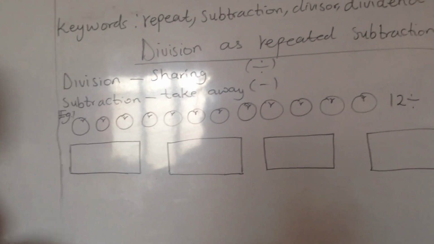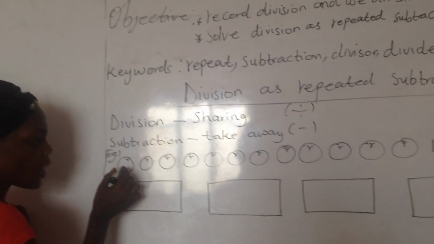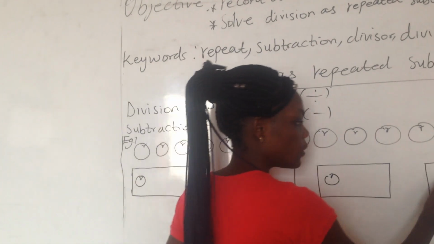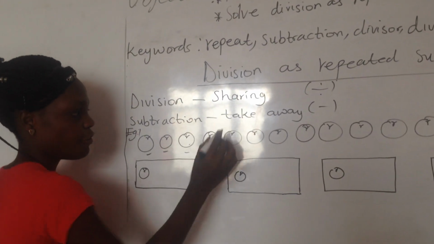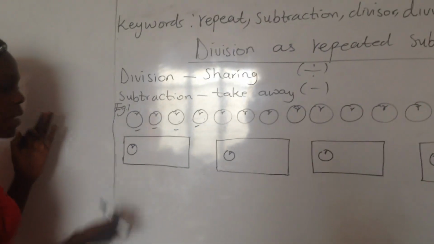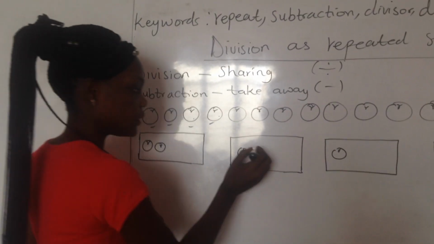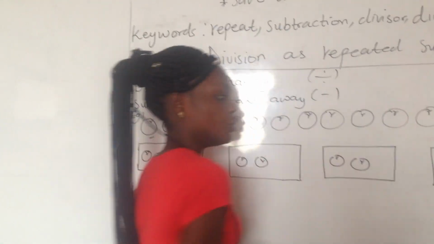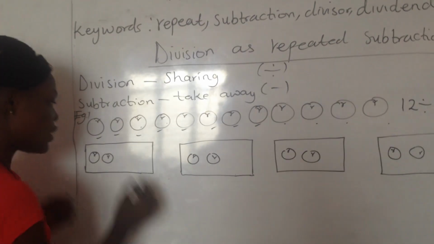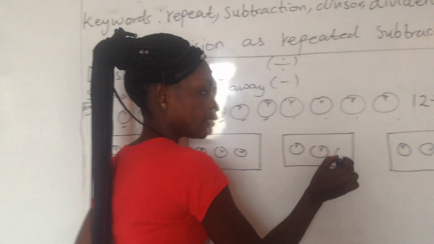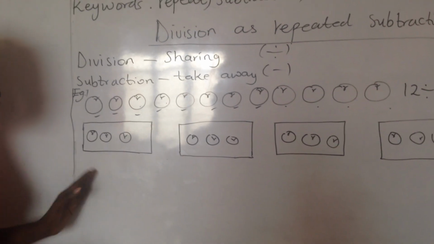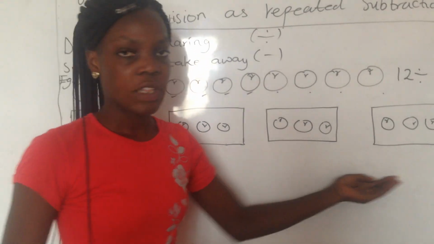Now, let's put it into the groups. Let's share 1, 2, 3, 4. You give 1 to each group. So you've taken 4 out. How many are left? 1, 2, 3, 4, 5, 6, 7, 8. Since there are still some left, let's give them again. You've given 4 out again, so you count them out. Left with how many? 1, 2, 3, 4. So you can share it again.